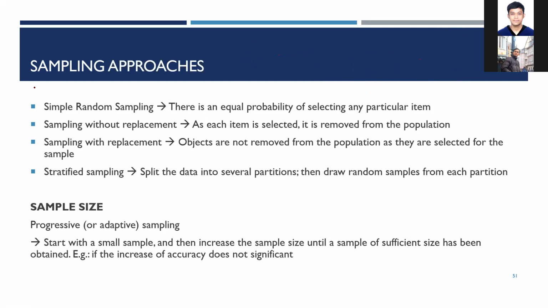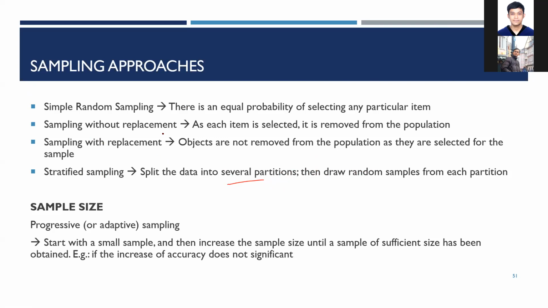We can apply similar sampling techniques in statistics. For example, we use simple random sampling, and then we also can use sampling without replacement or with replacement. Or we can use stratified sampling, so we divide the data into several partitions first, and then for each part, we can use random sampling.